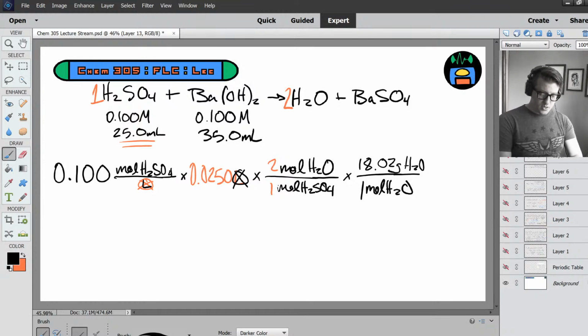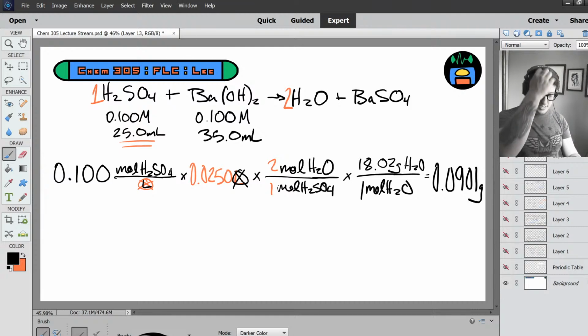All right, so now we got to crunch our numbers. We have 0.100 times 0.0250 times 2 times 18.02. So this comes out to be 0.0901 grams. 3 sig figs are all we can keep.